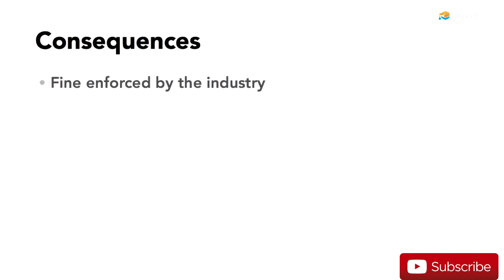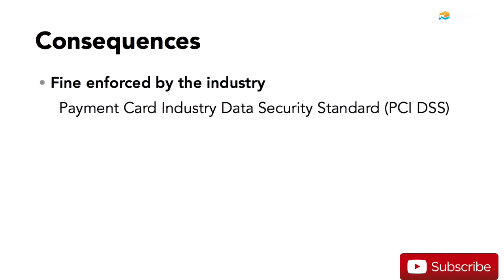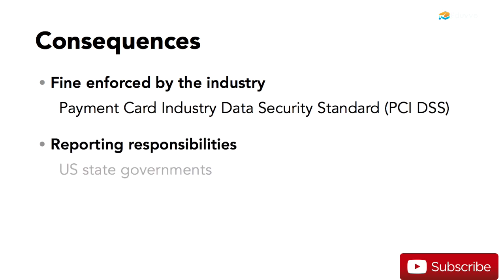For example, there is an industry-enforced fine called Payment Card Industry Data Security Standard, or PCI DSS. Violators end up paying hefty fines, often in the range of millions of dollars. There are also reporting responsibilities managed by the government. Most of the U.S. states make it mandatory to notify the victims once a security breach occurs. With all the resources you've been exposed to here, you should now feel confident when explaining the importance of software security.